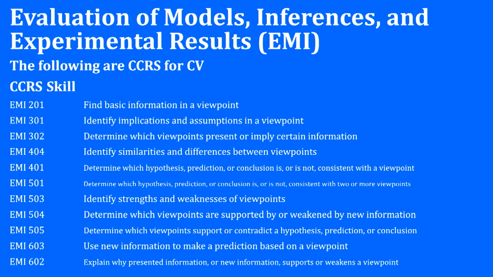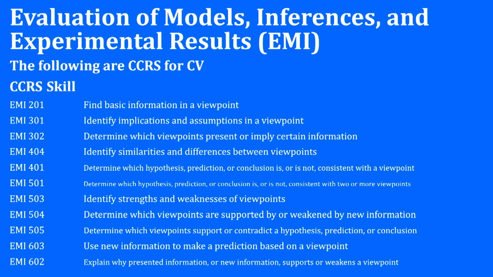That is something you're going to be able to point your finger at on the test and find the correct answer. I mean, the skill says find. So this is almost like a reading comprehension question, right? Let's look at the next easiest one. EMI 301 says, identify implications and assumptions in a viewpoint. So this is a little bit more difficult. You're not going to be able to just point your finger to it, but you're going to have to use that information to either reject or accept a viewpoint.